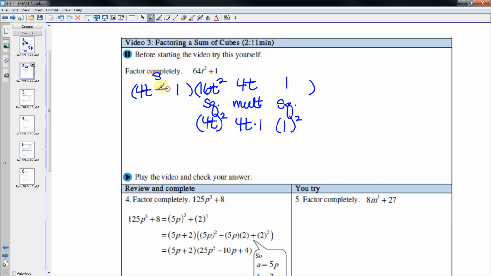Then we do same sign. We had a plus in the original problem. Opposite gives me minus. Always positive gives me a plus.